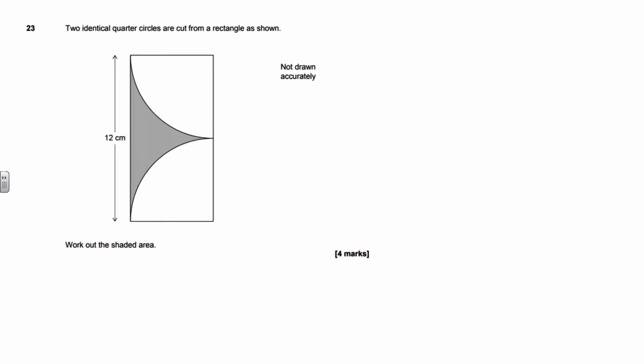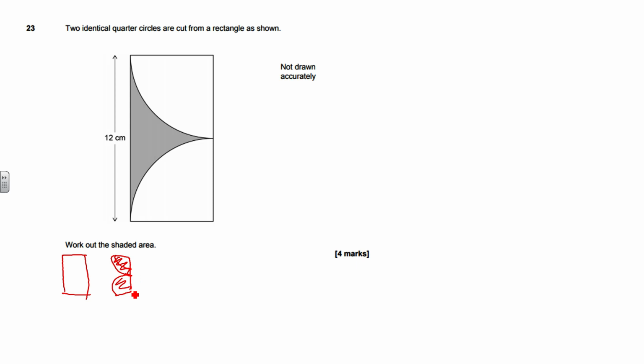Okay, question 23. The 2 identical quarter circles are cut from a rectangle as shown. Work out the shaded area. Interesting. So to work out this shaded area, I'm going to need to work out the area of the whole rectangle. That's what my brain is telling me. And I'm also going to need to work out the area of the 2 quarter circle bits there. So how big are they?